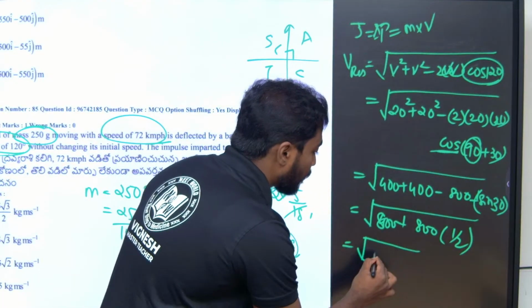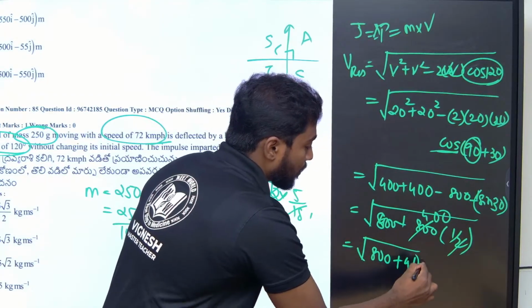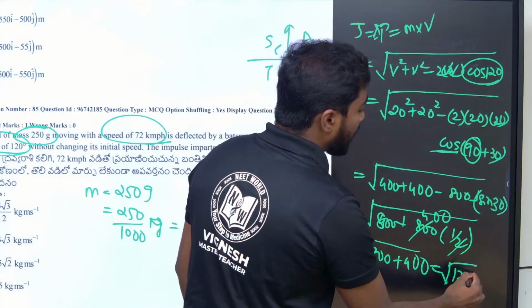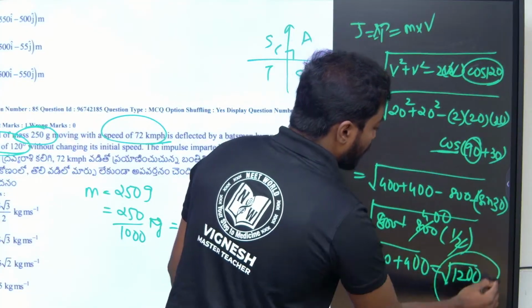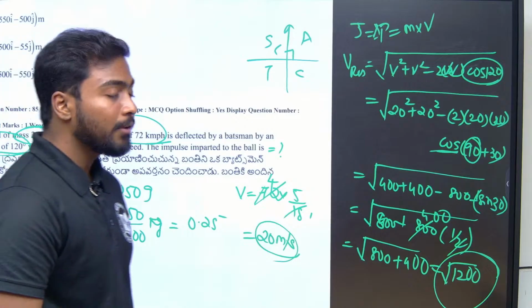So under root of 800 plus 400, which is 1200, right. So if I take the value, I will get 5 root 3. This is the answer. Okay, 5 root 3 is the answer.